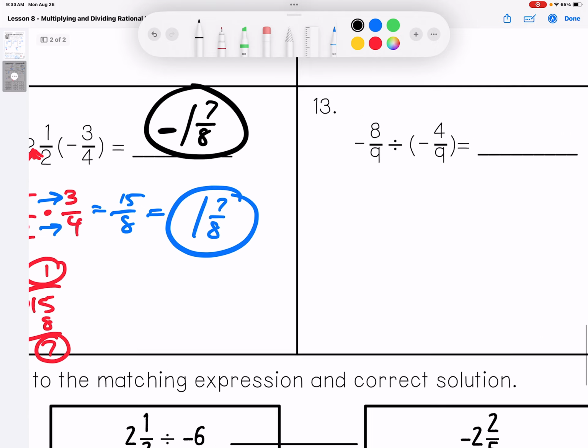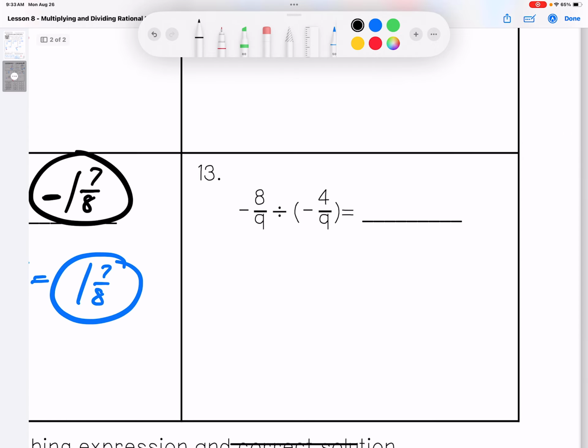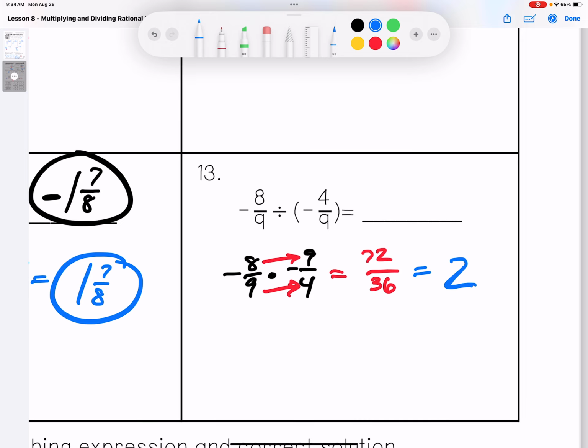And the last one up here, we're dividing, and they are both negatives, so the answer is actually going to be positive. Keep the first one the same, change it to multiplication, and flip it. All right, let's multiply. That would be 72 over 36. 36 will actually go into 72 twice. So the answer is 2.